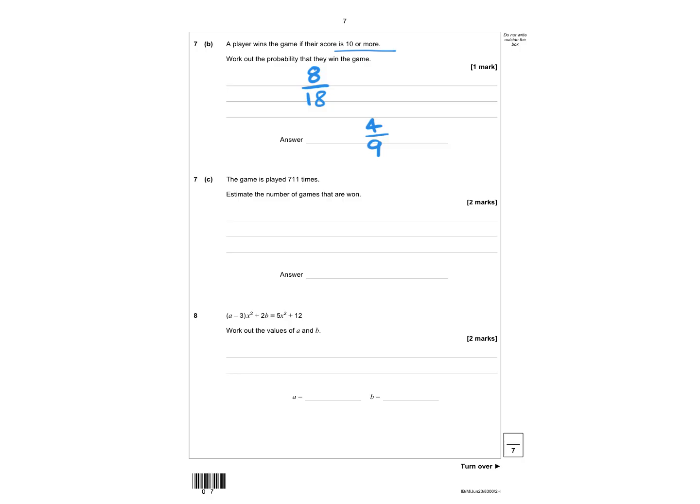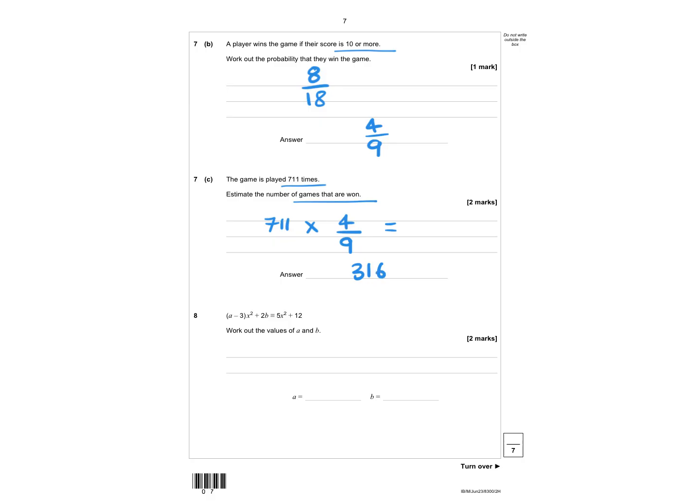7 part C, the game is played 711 times. Estimate the number of games that are won. So we know the probability of winning is 4/9. And in 711 games, we're making the expected calculation that 4/9 of these will be won. So we need to do 711 multiplied by 4/9, and that comes to 316.